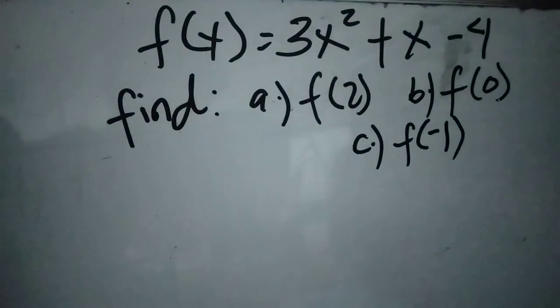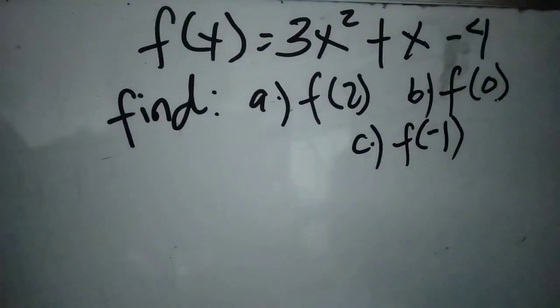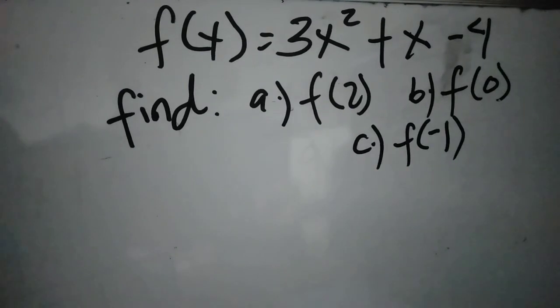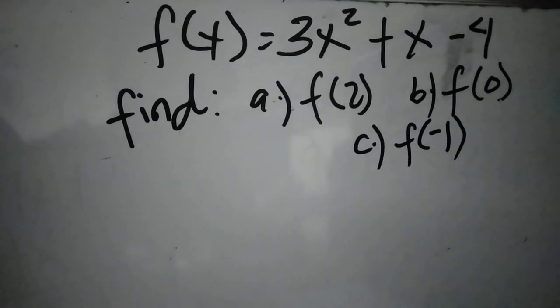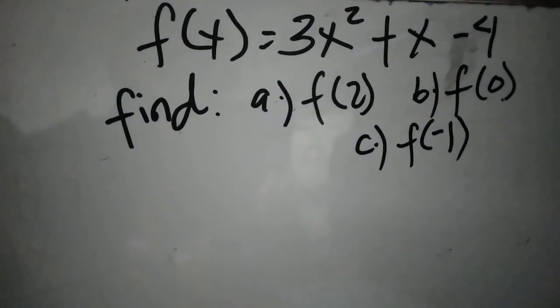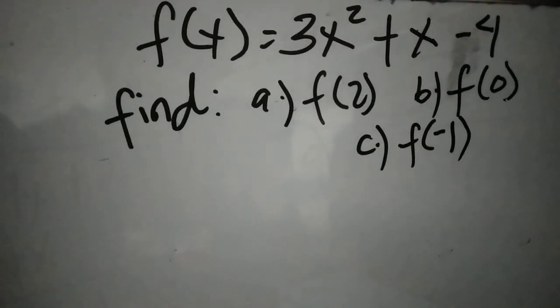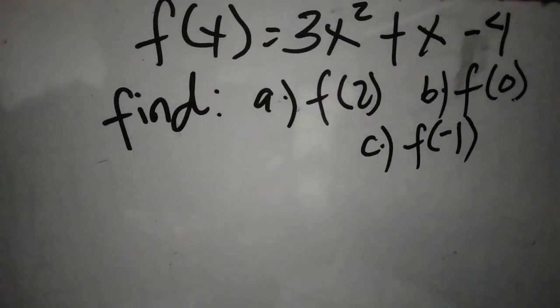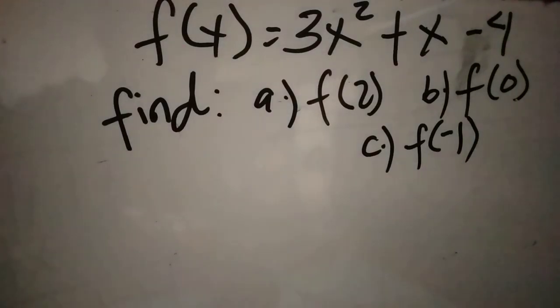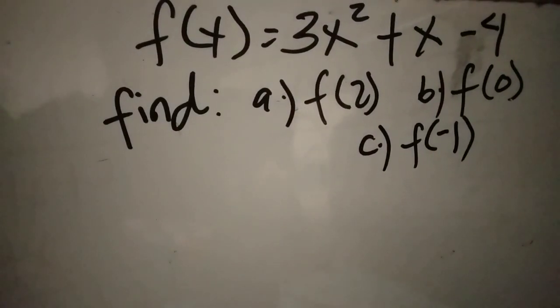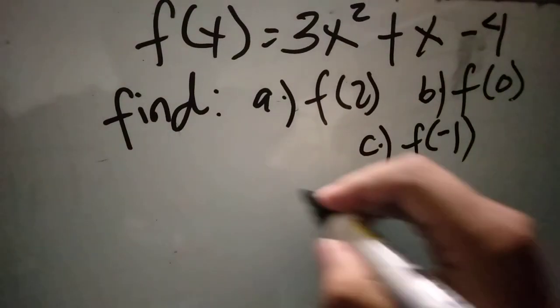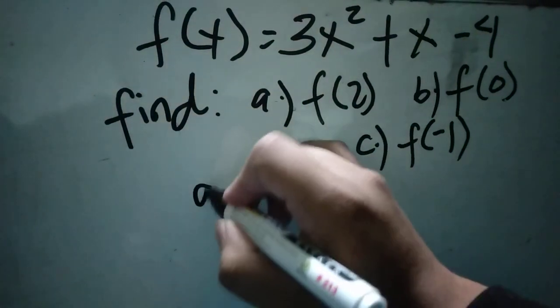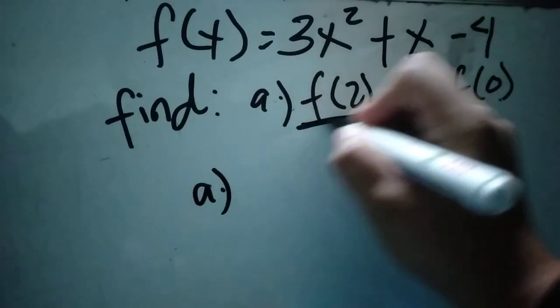So our given expression or function is f of x is equal to 3x squared plus x minus 4, and then we will find f of 2, f of 0, and f of negative 1. So i-evaluate lang natin. Meaning, we will substitute the values of x dito sa given na equation. So first, we will find f of 2.